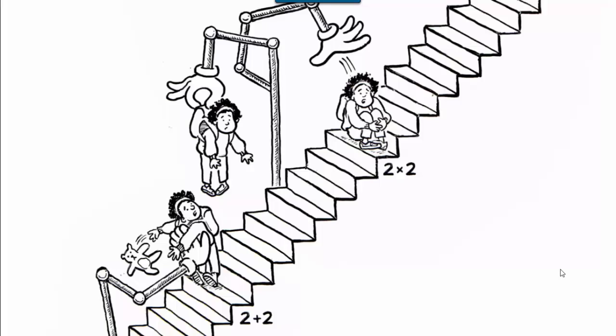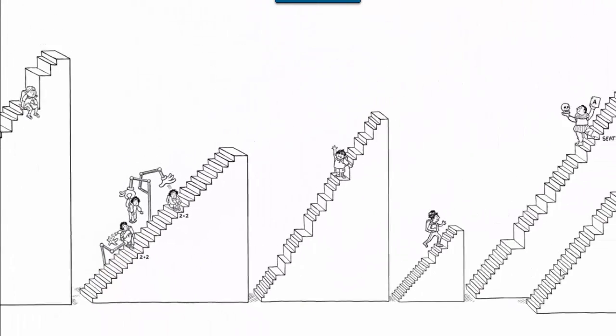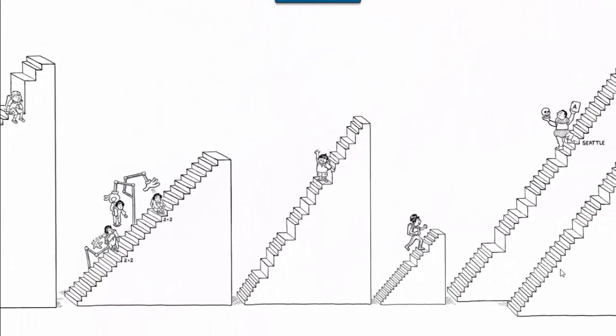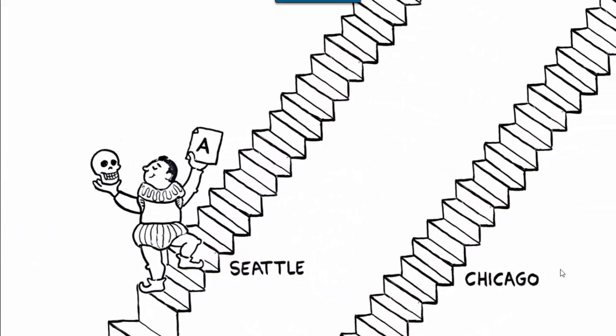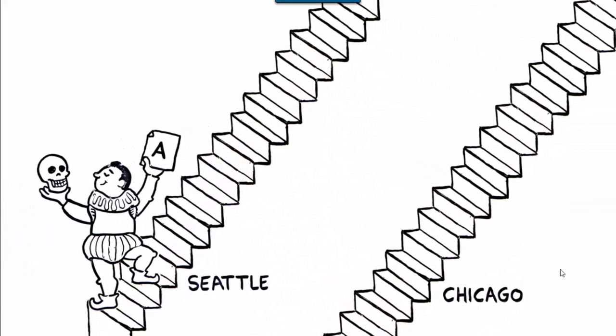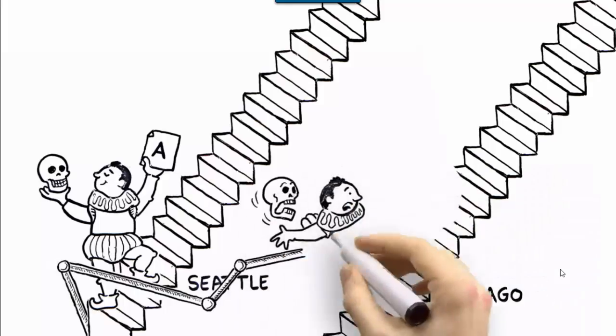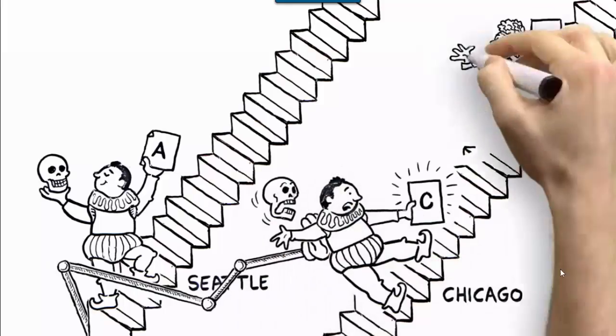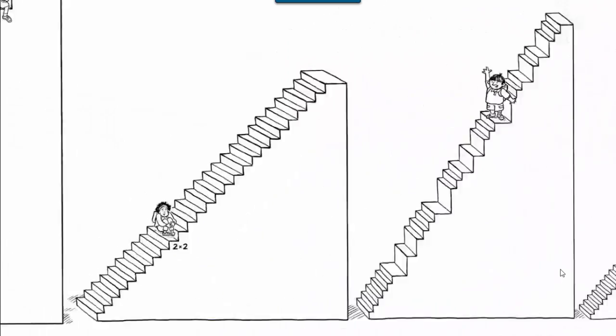And there's another problem. What if everyone's stairs were made at different heights? Well, here we go again. They are. So, a boy in Seattle who's rocking an A in English literature could be getting a C on his Chicago friend's staircase. Oops. We need to create consistent steps in education, too.